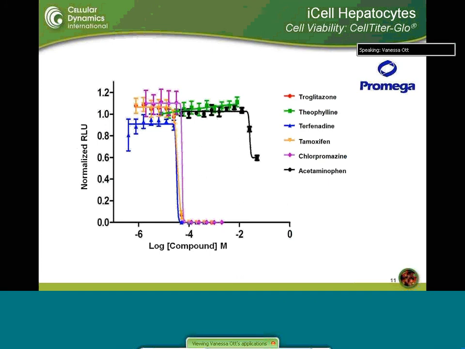So the next two slides are some basic characterization of hepatotoxic responses. These data were generated in collaboration with Promega, and what you can see here is a study that we did using the CellTiter-Glo cell viability assay from Promega, and you can see that the cells lose viability in an anticipated manner in response to troglitazone, terfenadine, tamoxifen, and chlorpromazine. In contrast, the cells did not lose viability in response to theophylline, which is an expected negative control. And with acetaminophen, you start to see toxicity at higher doses, which is, again, consistent with what you would expect.